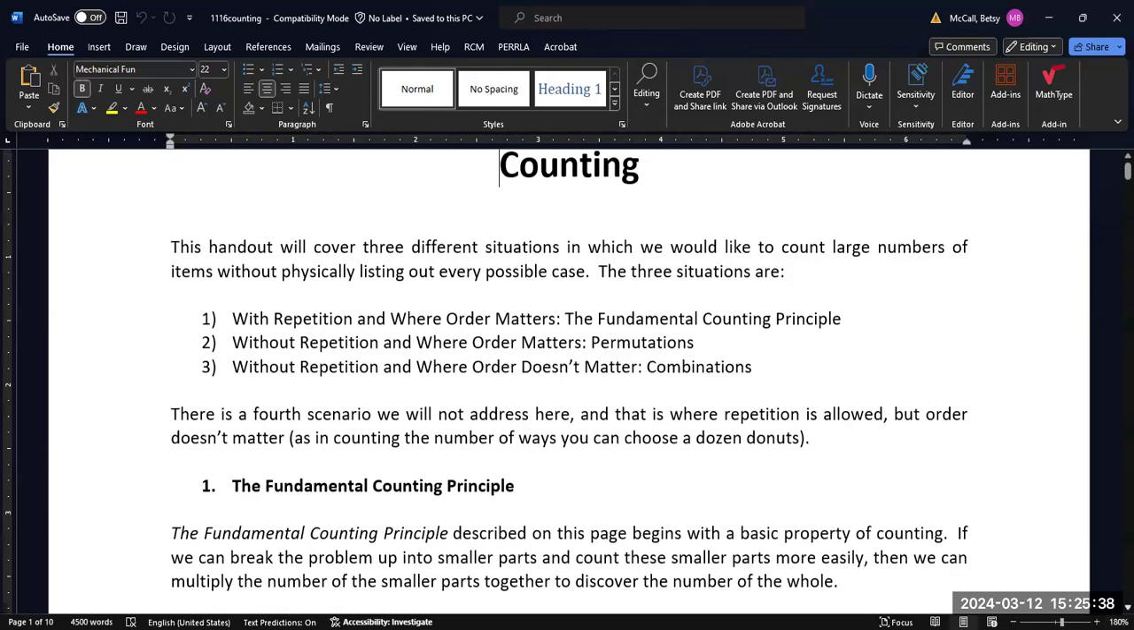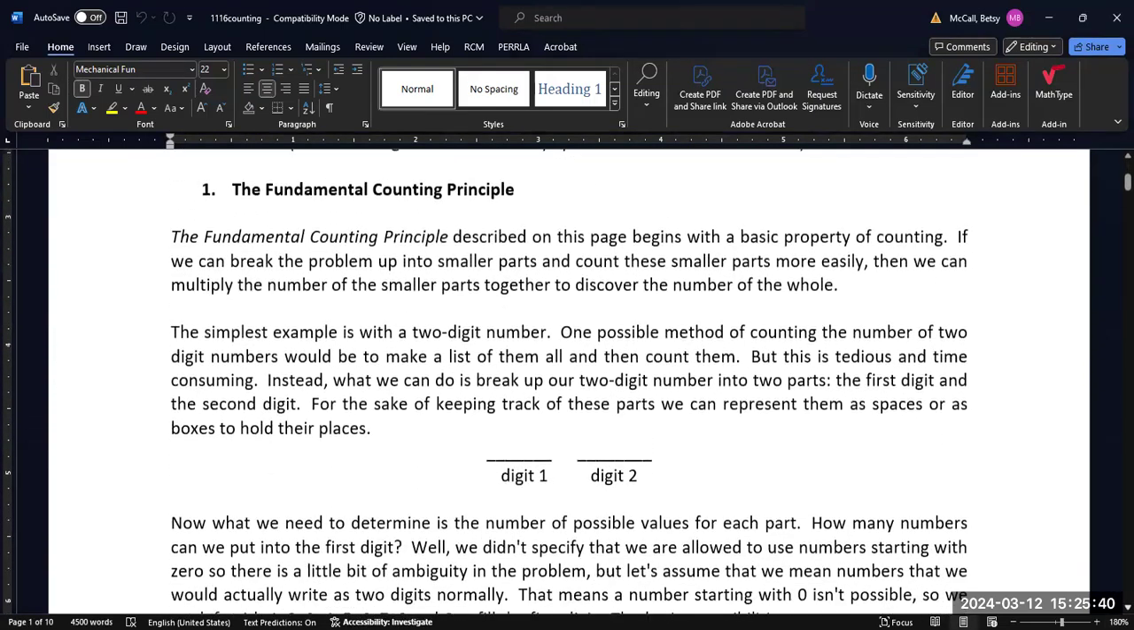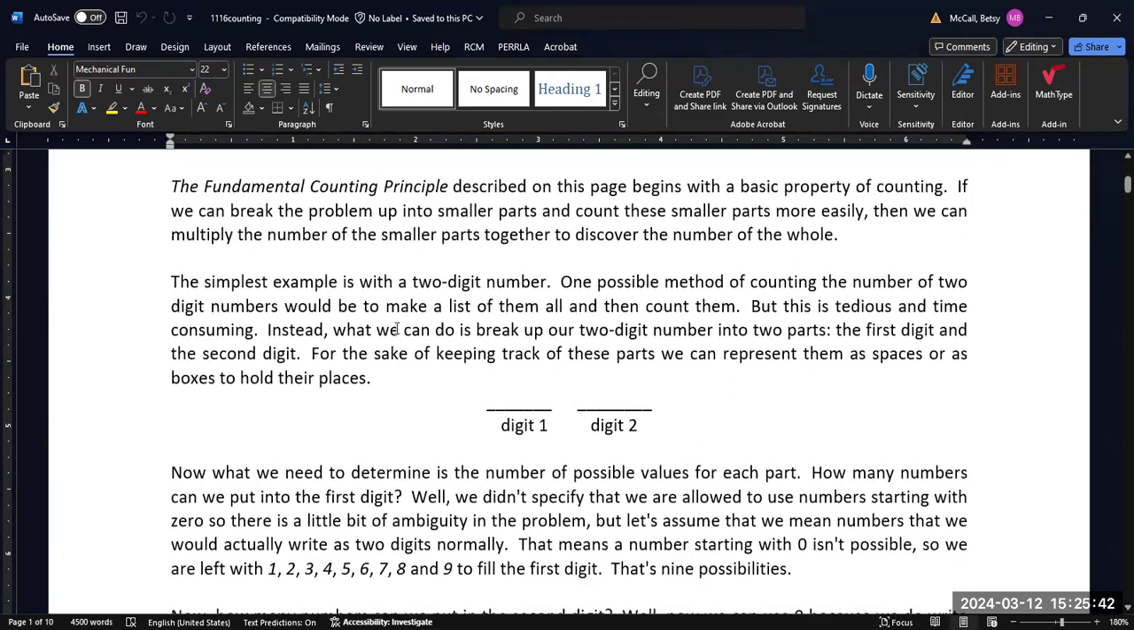So to begin with the fundamental counting principle, this is basically the most basic rule of counting. All of the other methods are essentially derived from this basic notion in some way. So we're going to start with a two-digit number example. We have digit 1 and digit 2. One possible method of counting the number of two-digit numbers would be to make a list of all of them and then count them.